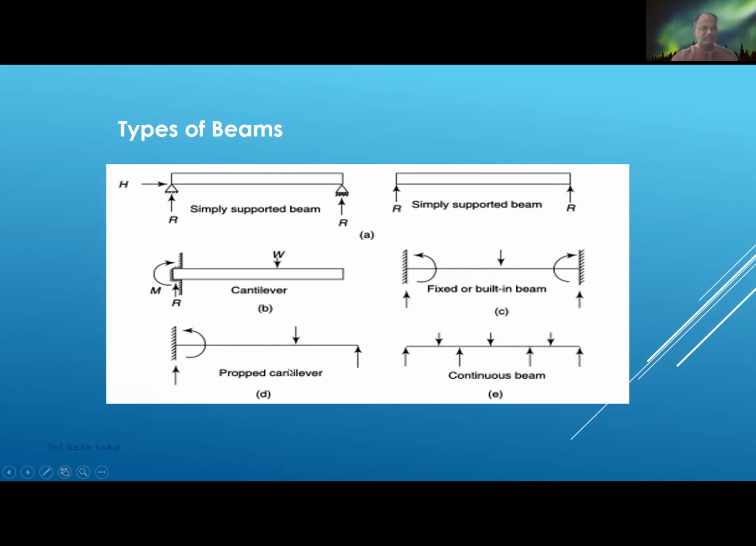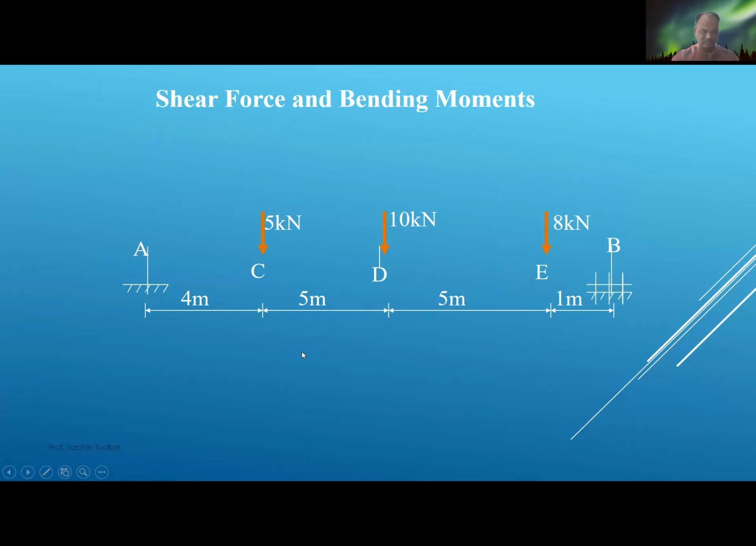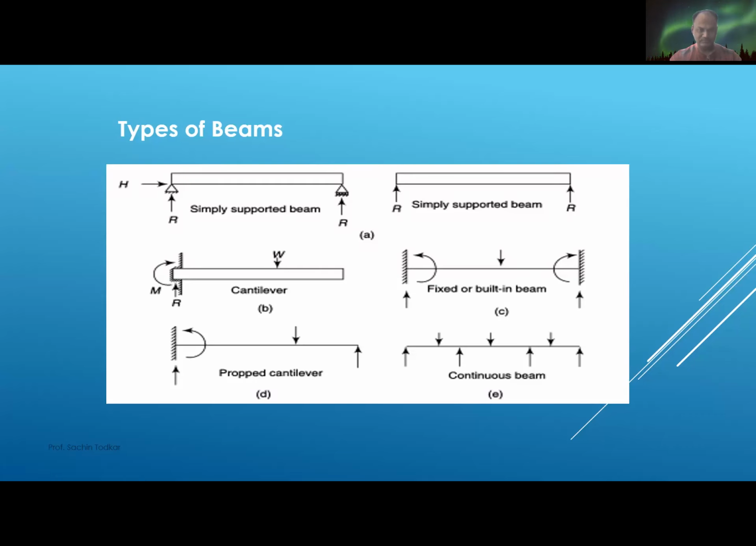Propped cantilever. Propped cantilever is nothing but a cantilever with loading and an additional support, so we can say propped cantilever. The diagram is wrong. In a propped cantilever, the support is in between and this loading is outside the support. So that is called a propped cantilever. And this is called a continuous beam, in which there are multiple supports and multiple loadings. Then it is called a continuous beam.